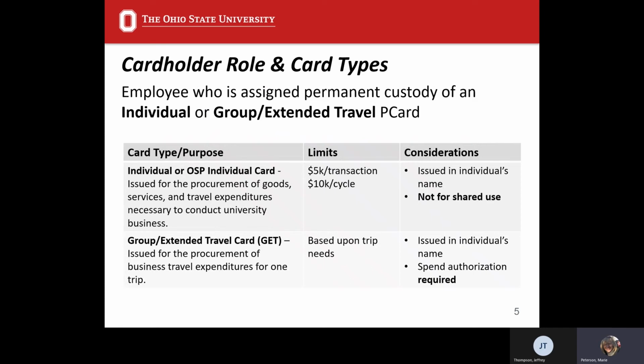issued for the procurement of goods, services, and travel expenses necessary to conduct university business. The standard limit is $5,000 per transaction and $10,000 per cycle, although some cards may be issued with lower or higher limits as authorized by your unit. The individual card is embossed with your name on the card and is only permitted for business or travel expenses for you. The individual card should not be used to procure expenses for other employees or students.